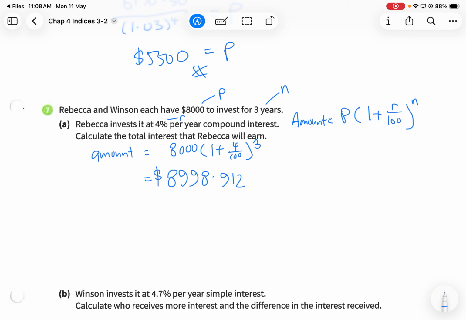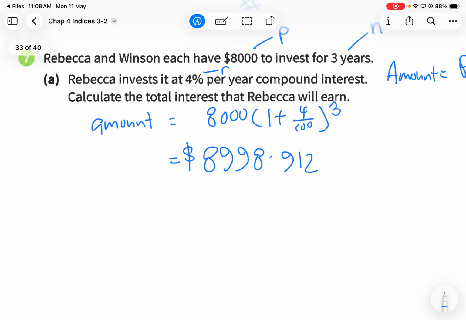Okay. All got this number already? But does this answer the question or not? No. The question is asking us for the interest. But this is the total amount. This is my 8,000 become 8998.912. Okay? So this amount is the 8,000 plus the interest already. So this is the total amount with the interest inside.